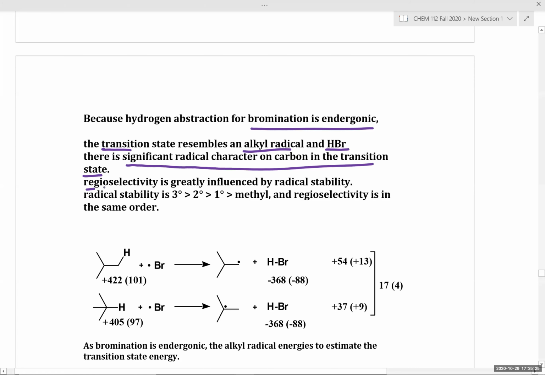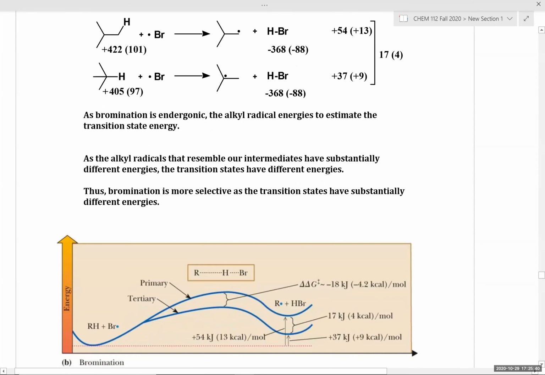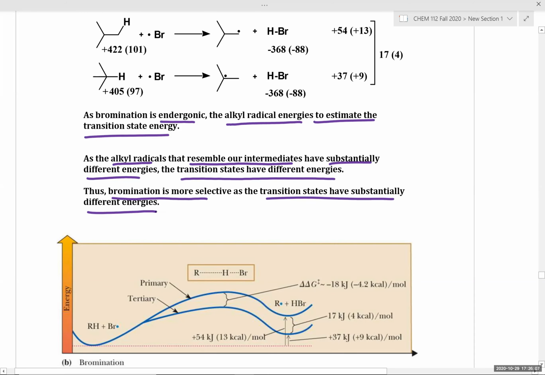And as a result, our regioselectivity is influenced by radical stability, and we know that the tertiary position is preferred over the primary position if we're generating a radical. And just to continue on to really drive this point home, as bromination is endergonic, the alkyl radical energies can be used to estimate the transition state energies. And as the alkyl radicals that resemble our intermediates have substantially different energies, the transition states in turn must have different energies. Thus, bromination is more selective as the transition states have substantially different energies.